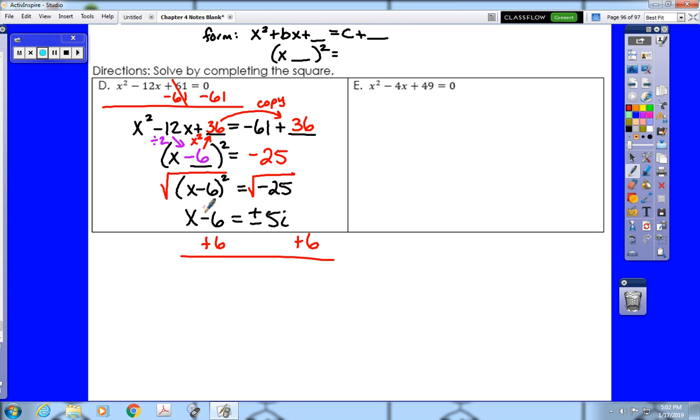Notice I'm not writing that underneath the 5 because the 6 and the 5 cannot be added. They are not like terms. So our answer, and actually answers because there are two answers built into this, would be 6 plus or minus 5i, meaning our roots are 6 plus 5i and 6 minus 5i, a pair of complex numbers. You have to write the 6 first because complex numbers have to be written in the form a plus bi.